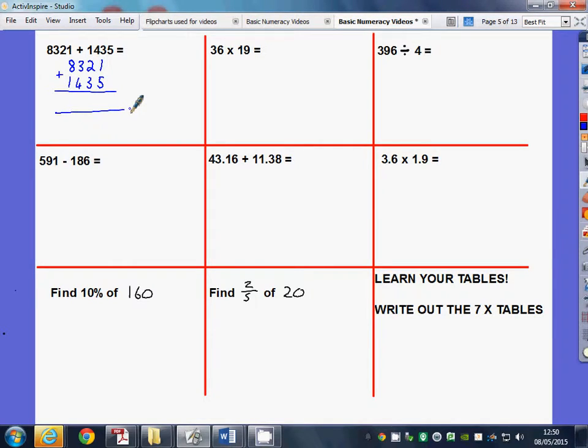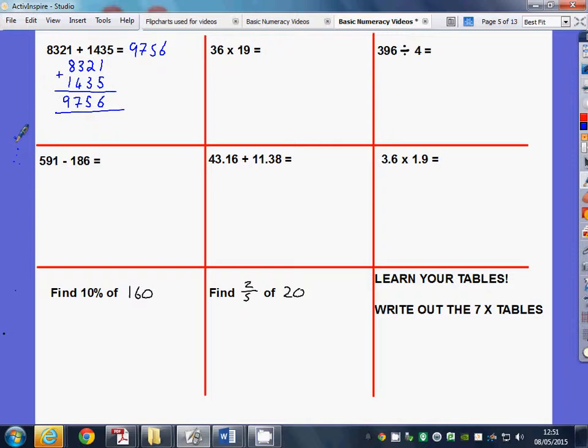Then you start off on the right hand side. We begin by doing 1 plus 5, which gives me an answer of 6. 2 plus 3, which is 5. 3 plus 4, which is 7. And 8 plus 1, which is 9. So 9,756. That was a very nice question which didn't involve any carrying.